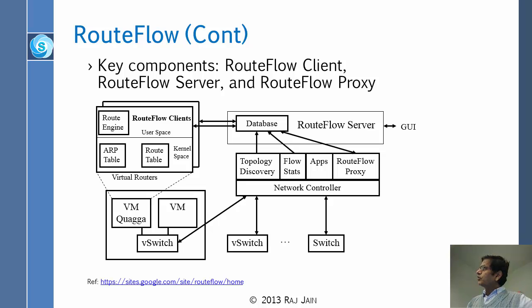So basically, the topology discovery is going this way, and the flow statistics are going this way. You see the arrow directions, these are unidirectional arrows. So these go into the database, and then from the database, the information comes to the RouteFlow proxy, which basically programs the switches. And there are references for each of these things, more details.